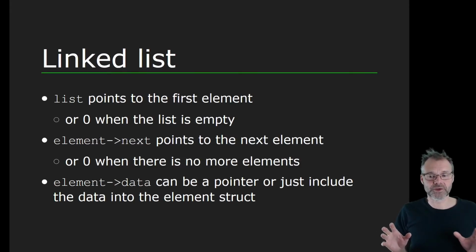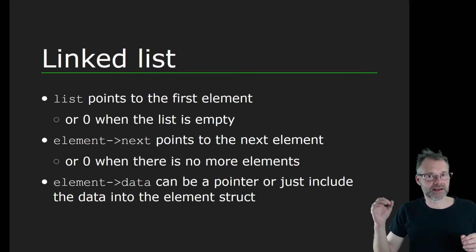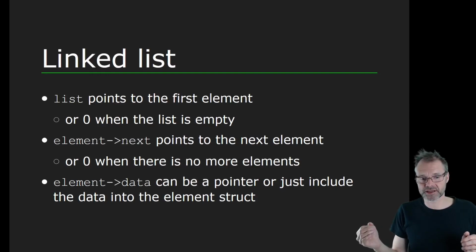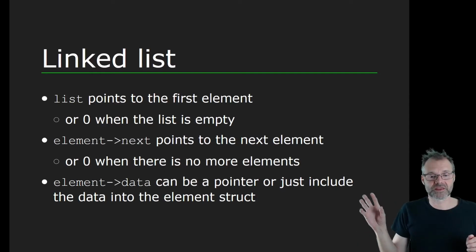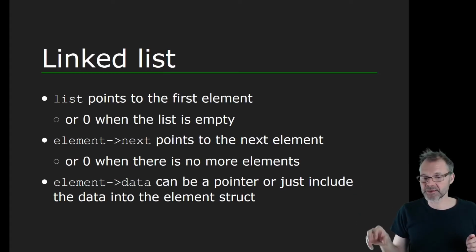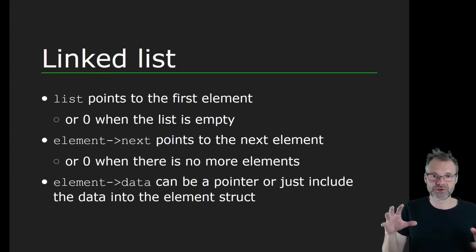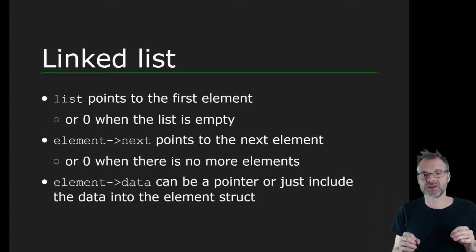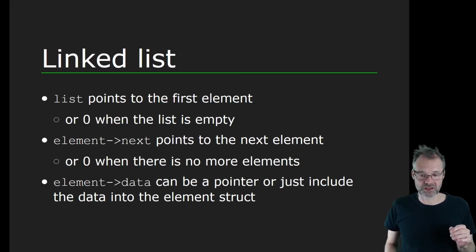So let's see, we have a linked list. We have a list that points to the first element, or 0 when the list is empty. Then we have these elements, and the next there points to the next element in the list, or 0 when it is at the end of the list, so there is no more element there. An element's data can be a pointer to another struct, or just include the actual data in the element struct, however you feel suits your need at the particular time you're doing this.